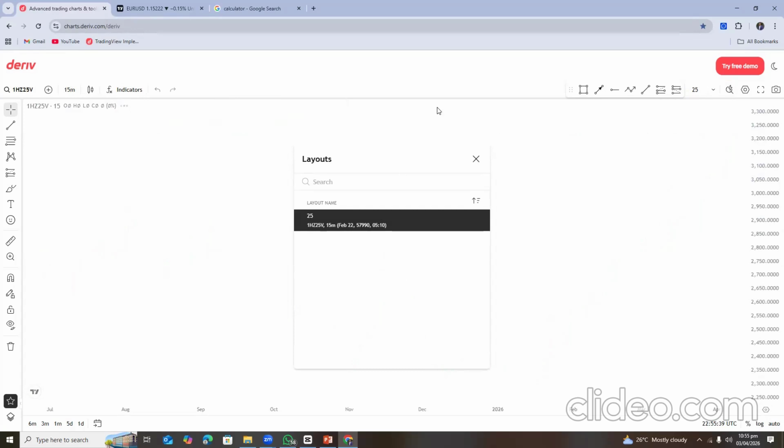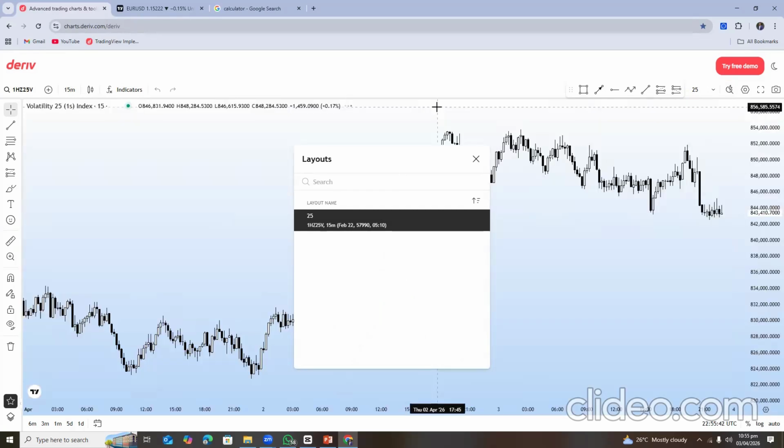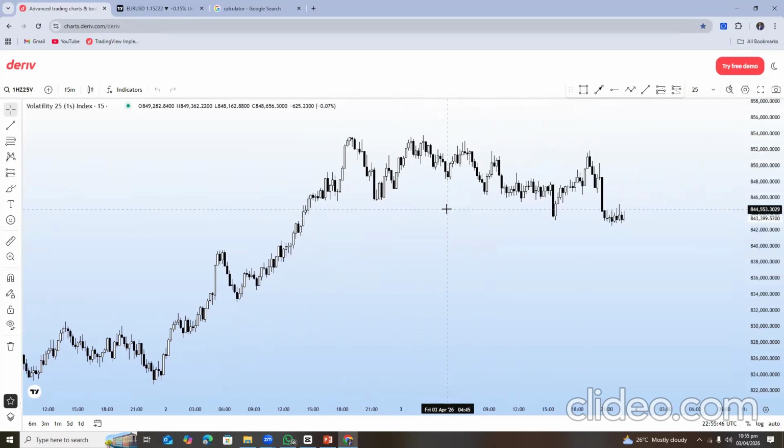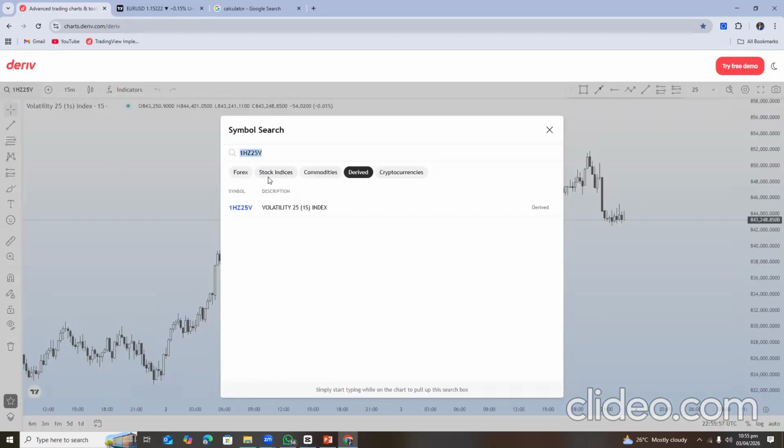Order blocks, fair value gaps, they work everywhere. Every market that you come across, you will see them. You just have to know what you are doing, then you'll be good to go. All right.